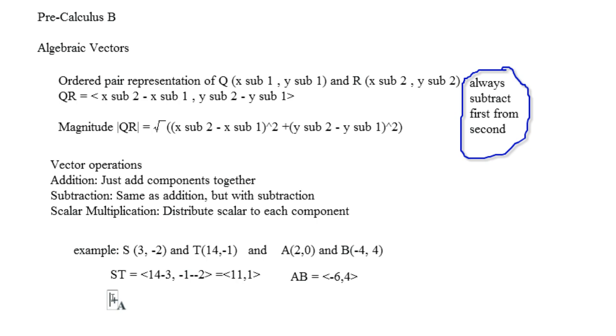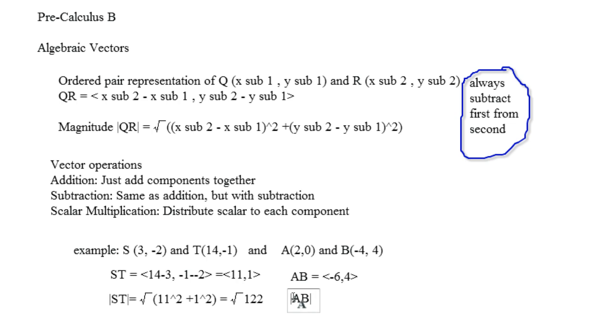So the magnitude is represented by the absolute value bars, so the magnitude of ST is going to be the square root of 11 squared, since you already have it, plus 1 squared, which is going to be the square root of 122. And so that's going to be the magnitude of that one. So you could use the ordered pair representation to actually get the answer a lot faster.